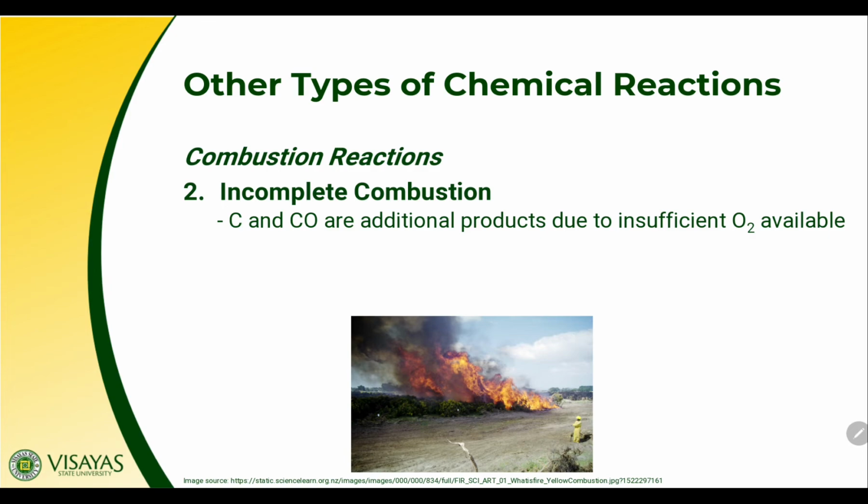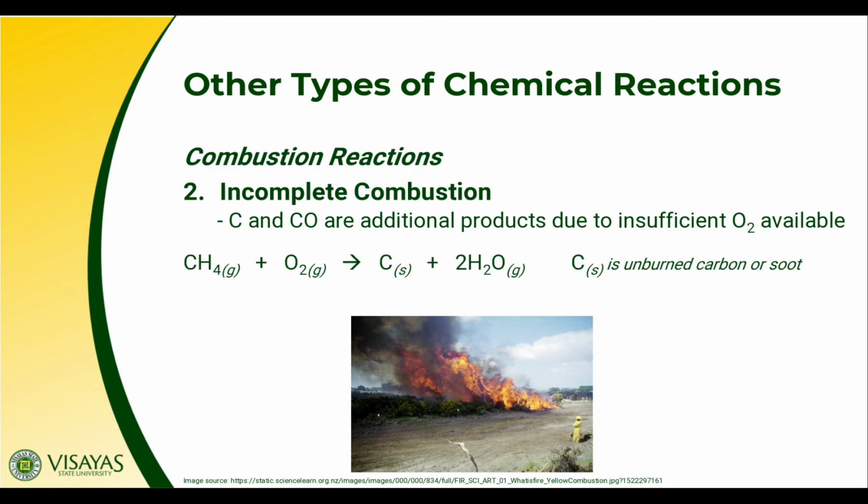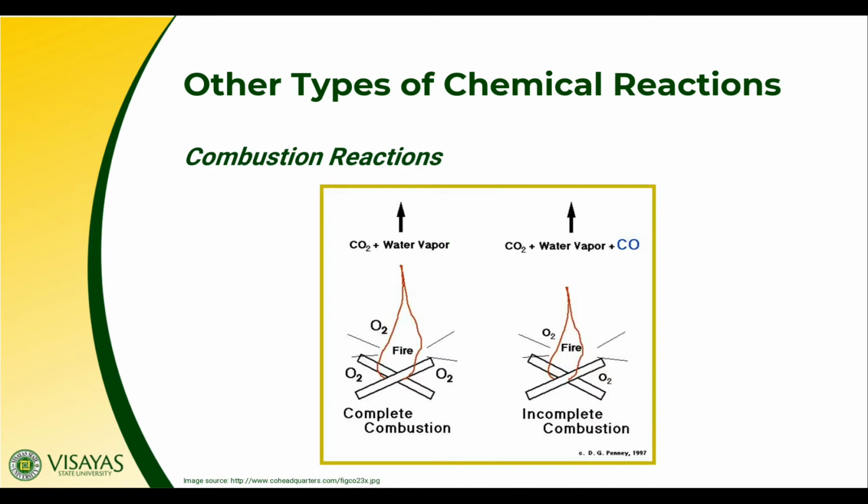For incomplete combustion, we have insufficient oxygen available. So what happens is that we have carbon and carbon monoxide as our additional products. So you can tell that an incomplete combustion occurs because you have a smoky flame. You have a yellow color flame. That's because we have unburned carbon due to the insufficient amount of oxygen supply in the reaction. So these are examples of incomplete combustion.